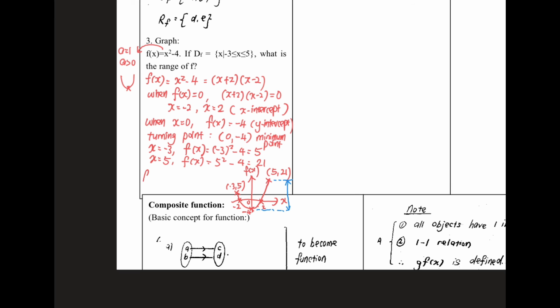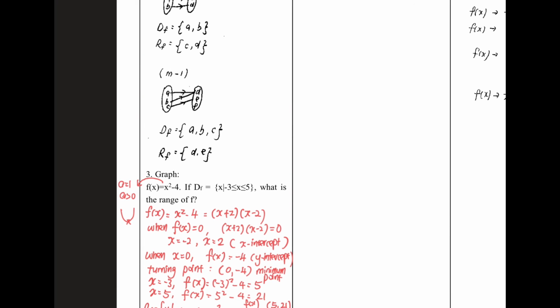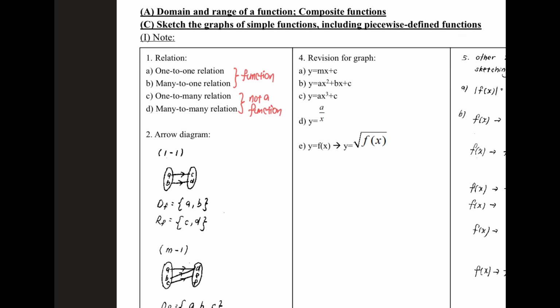So how do we write the range? If we write it in set notation, it will be like this: the range of f is y, such that y is from -4 to 21. So this is the range. Sketch the graph and find the range. So that's why graph sketching is important here. So let us move on. The next part, revisions for graph.